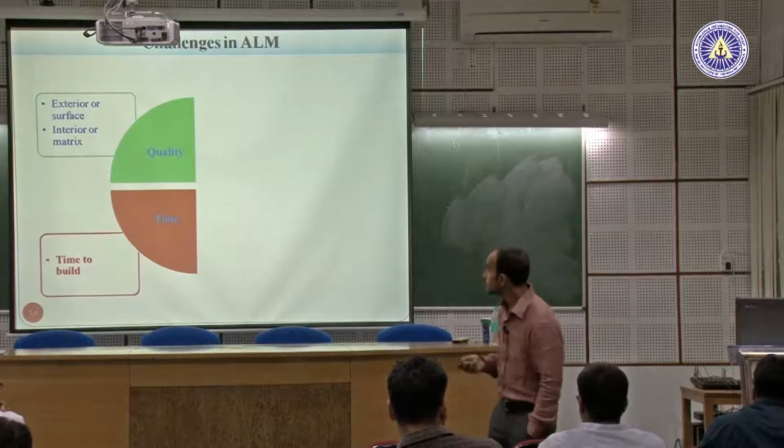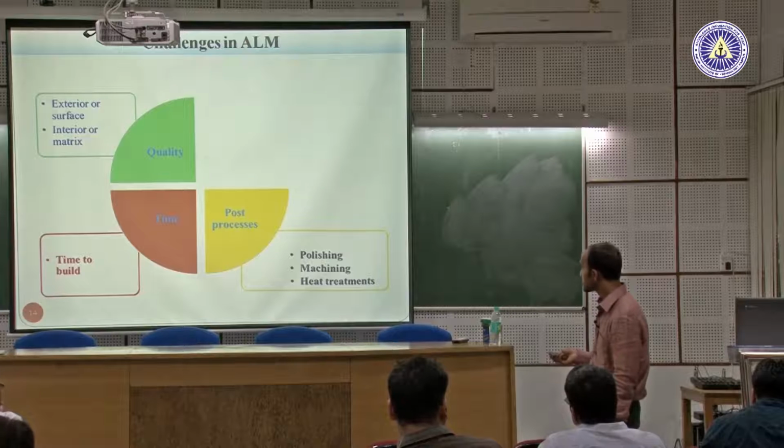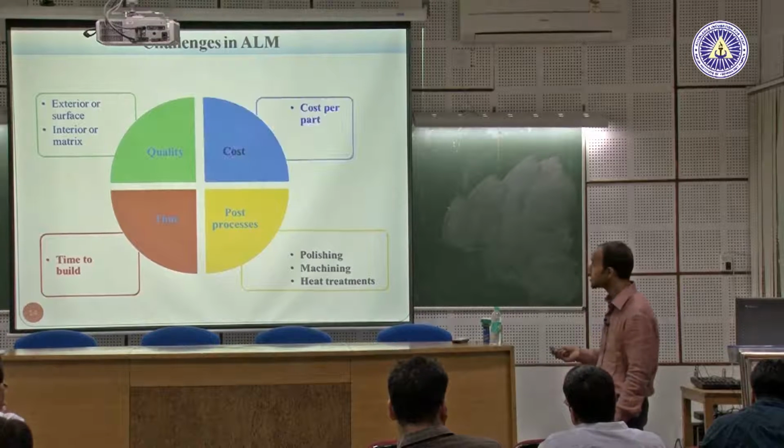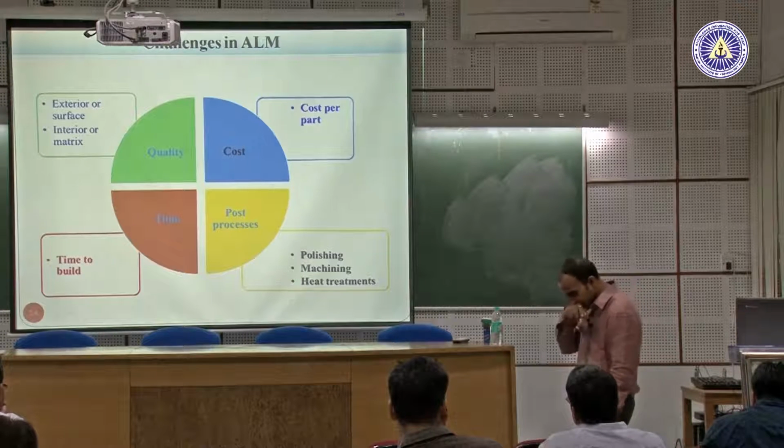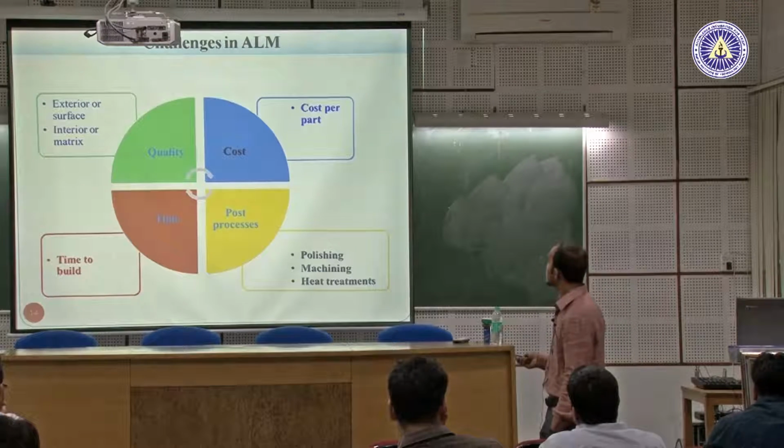So these are the different challenges in additive layer manufacturing, such as post processing like polishing, machining, and heat treatments also. Cost is the main factor, such as the cost per part, which we can see on the next slides.